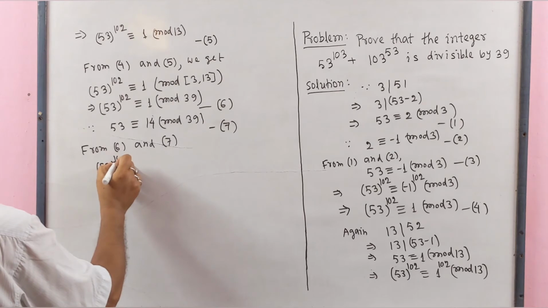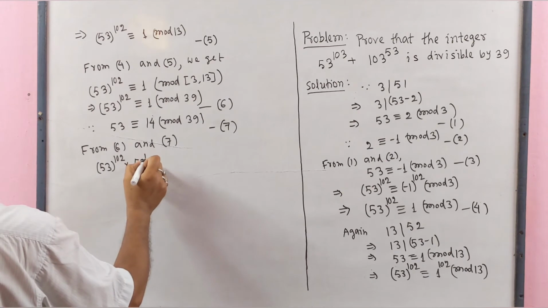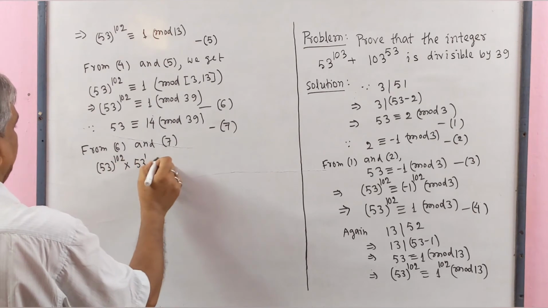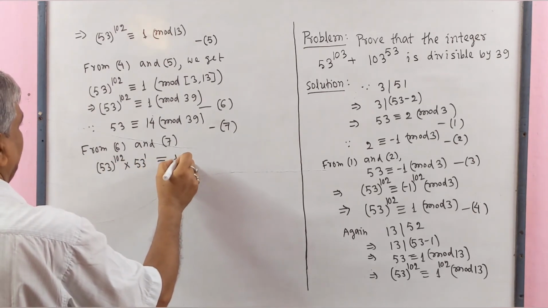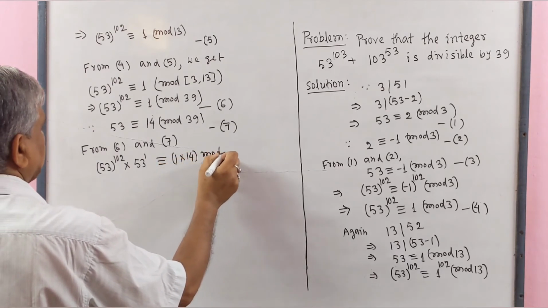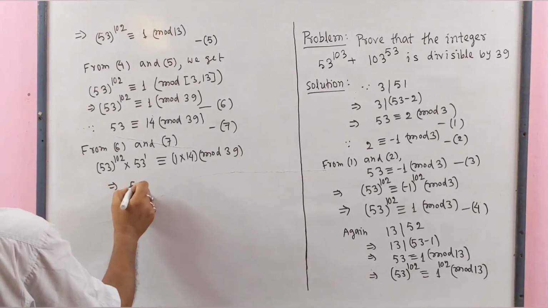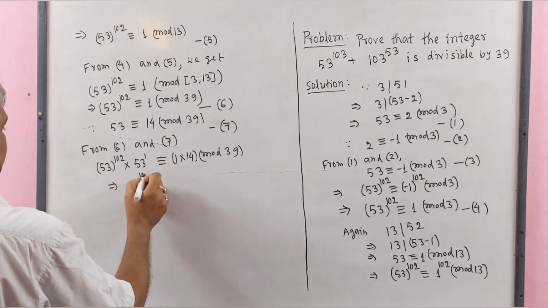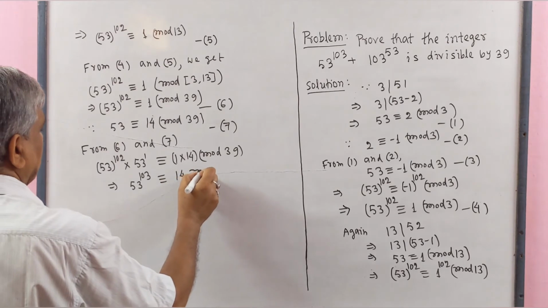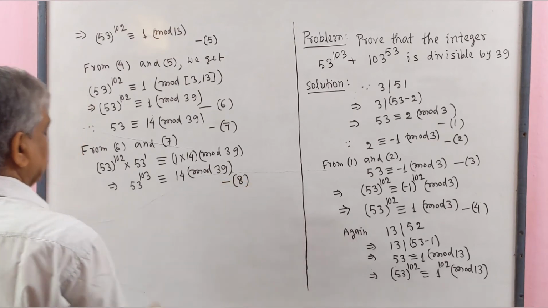53 to the power 102 multiplied by 53 to the power 1 is congruent to 1 multiplied by 14 modulo 39. This implies that 53 to the power 103 is congruent to 14 modulo 39. This is number 8.